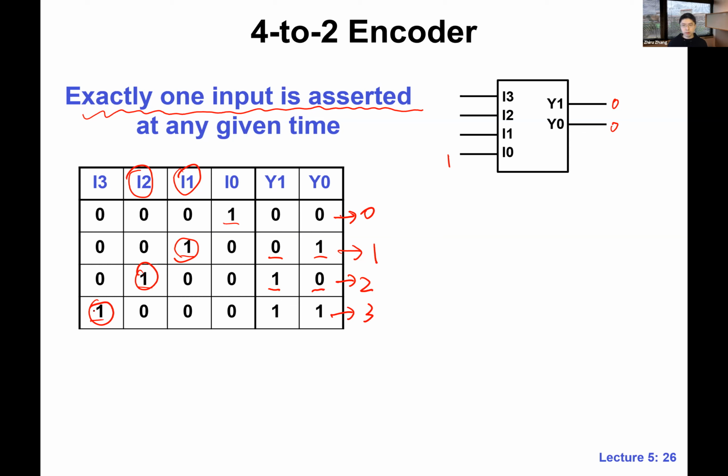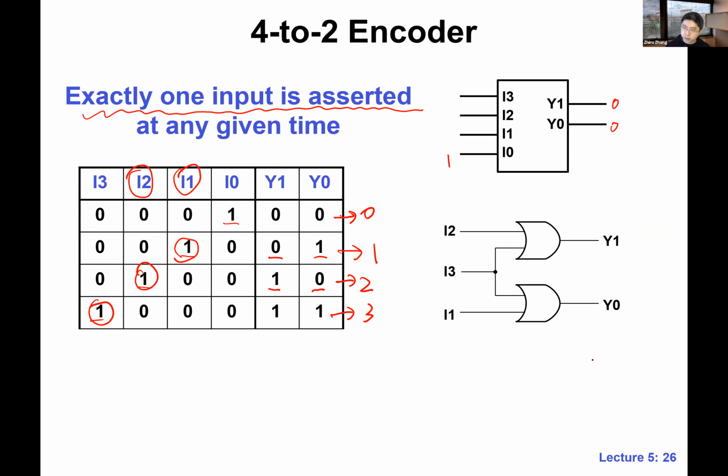Exactly the opposite to the decoder. This is a 4 to 2 encoder. So we just saw the 2 to 4 decoder, and this is the opposite, the 4 to 2 encoder. And this is a circuit diagram. Let me clear this a bit.